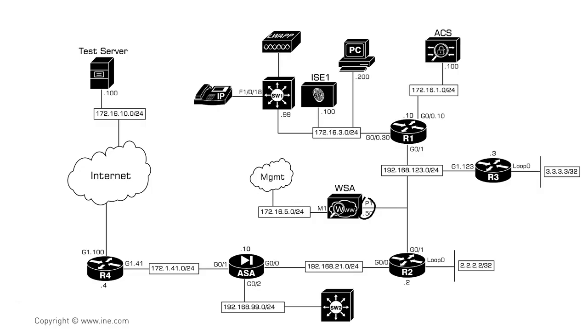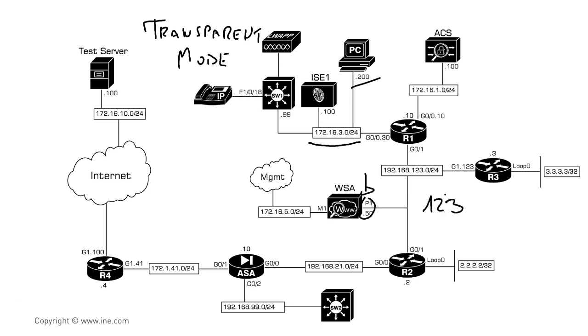Right, so let's take a look at our network. I'm going to say that the goal is going to be to use the transparent redirection. So I want to use transparent mode on my WSA. My client is going to be located in VLAN 30, which is here, 172.16.3.0/24, where my proxy is located in VLAN 123, and the device that will do the redirection is going to be my ASA inside port.